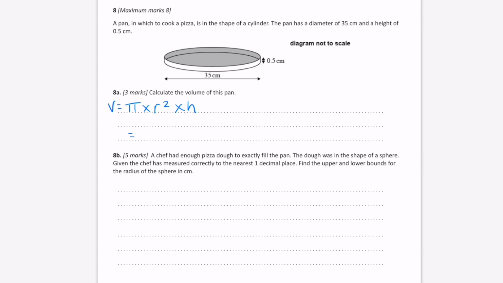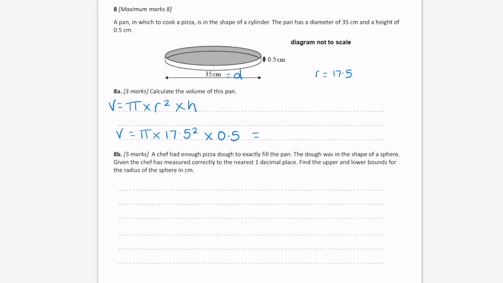So if we plug that in with the numbers we have, then the volume is equal to pi times r squared, which is 17.5, times the height, which is 0.5. So we know that the diameter is the 35, and we're interested in the radius. So we know that the radius is the 17.5. And if you plug that into your calculator, you then get 481, and the units we're dealing with are centimetres cubed.